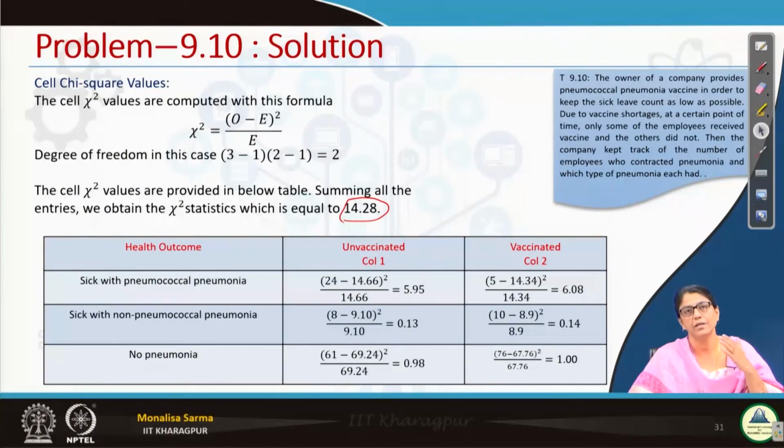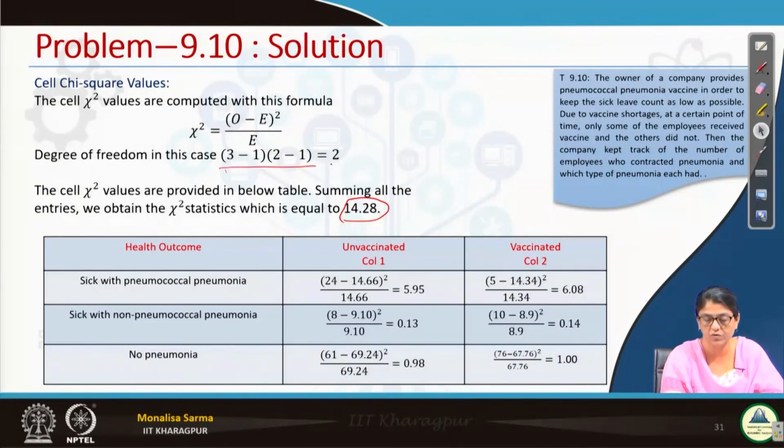Now I will have to see whether this 14.28 value is significant or not. For that we will have to consult the chi-square table. What is the degrees of freedom for that? How many rows and how many columns? It is m minus 1 into n minus 1, so 3 minus 1 into 2 minus 1. So my degrees of freedom is 2.